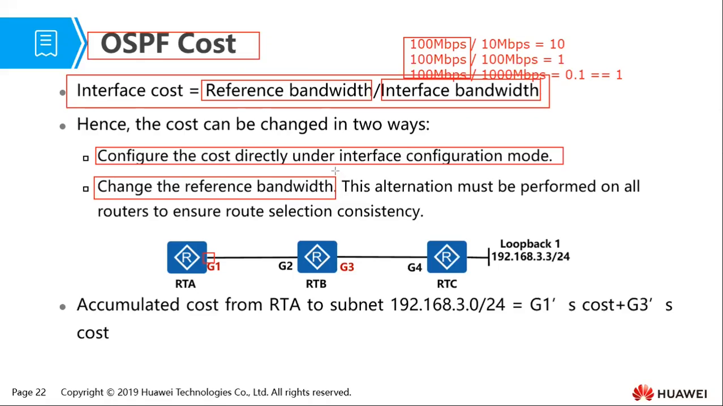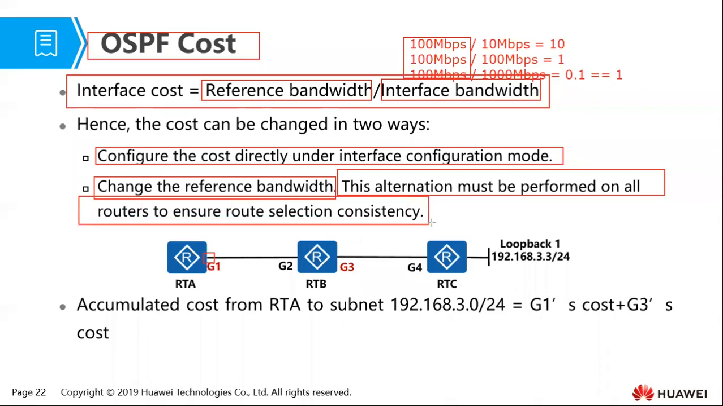Now, it is important to note that when you do this, you must do it on all the routers in order to ensure route selection consistency within your network. No? So everyone must be changed in your autonomous system.